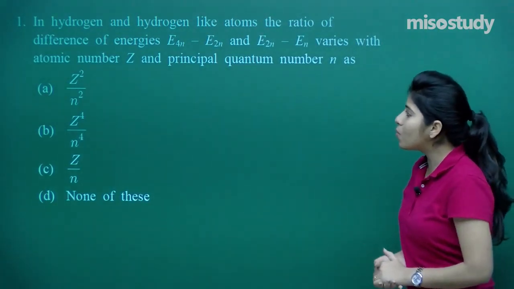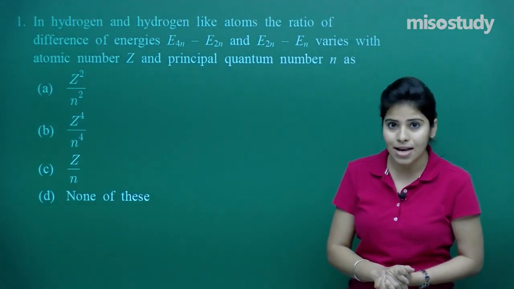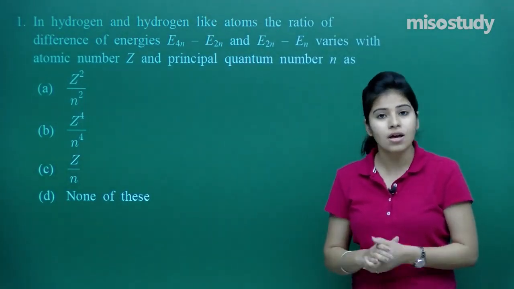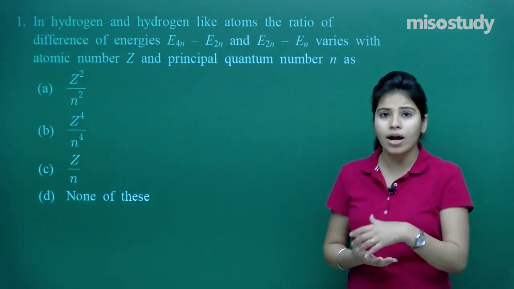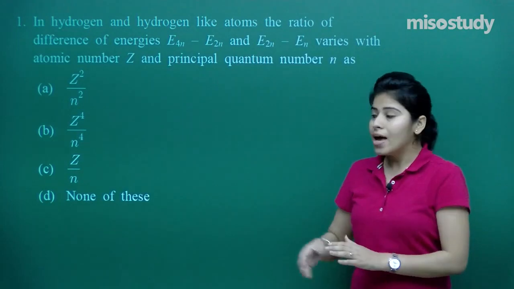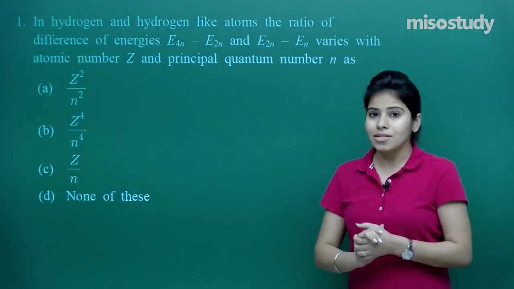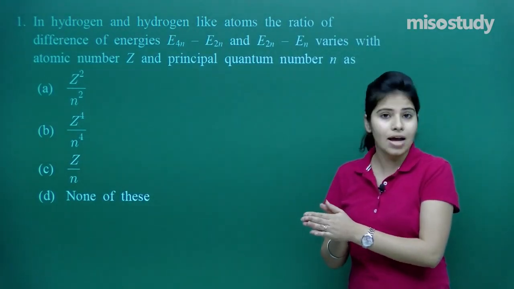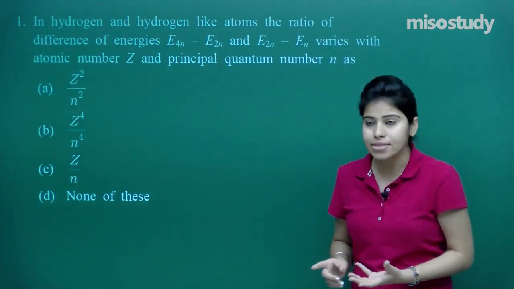So question number 1 says: in hydrogen and hydrogen-like atoms, as my dear students, I have already discussed what are hydrogen-like atoms. Because hydrogen, as you know, is 1H1. And if I am talking about hydrogen-like atoms, that means their atomic number is going to differ. It will not be 1. Their atomic number will be something else.